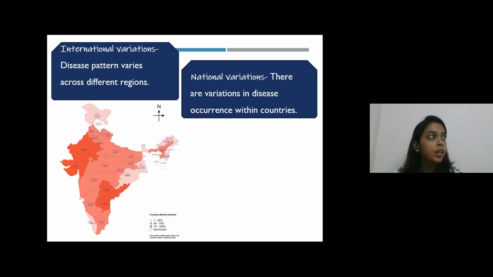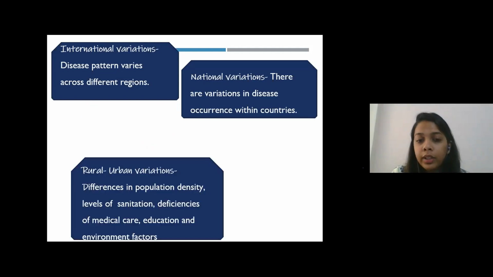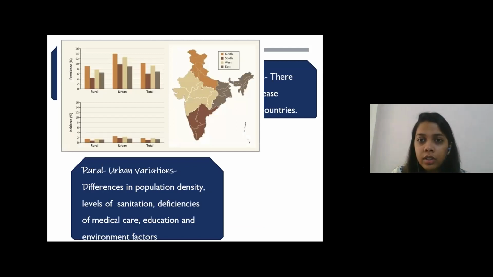This is, for example, the map of fluoride-endemic, fluoride-rich areas in India. So you can have variations within a country. Then you can have rural-urban variations. Now, this is again a difference in rates of diseases in the urban and rural area.